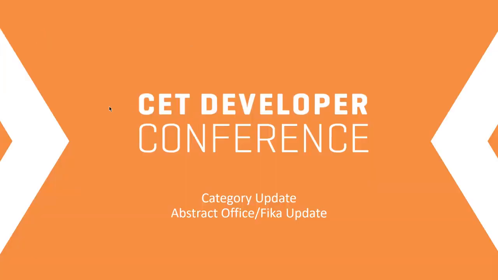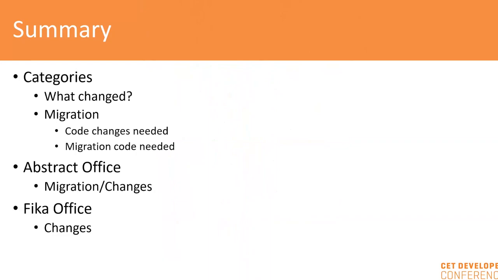I will. So I'm going to be going over the category changes that are coming with 11.0 and Abstract Office, and then in general, the changes with Abstract Office. We're going to start off going into a bit of detail on the changes with categories, specifically what has changed and what migration looks like with these changes. From there, we'll go into a little bit about the actual migration for Abstract Office, and then discuss a little bit more about some changes in Fika.